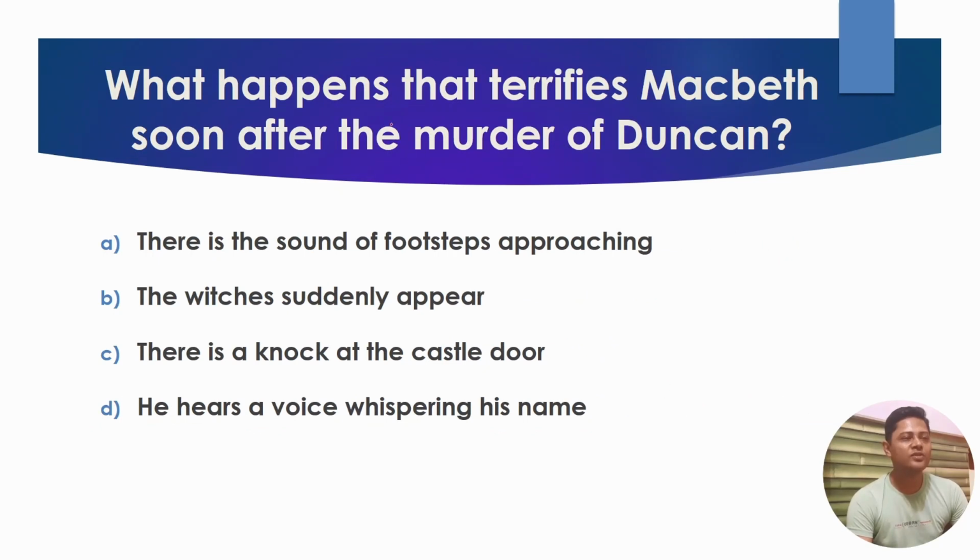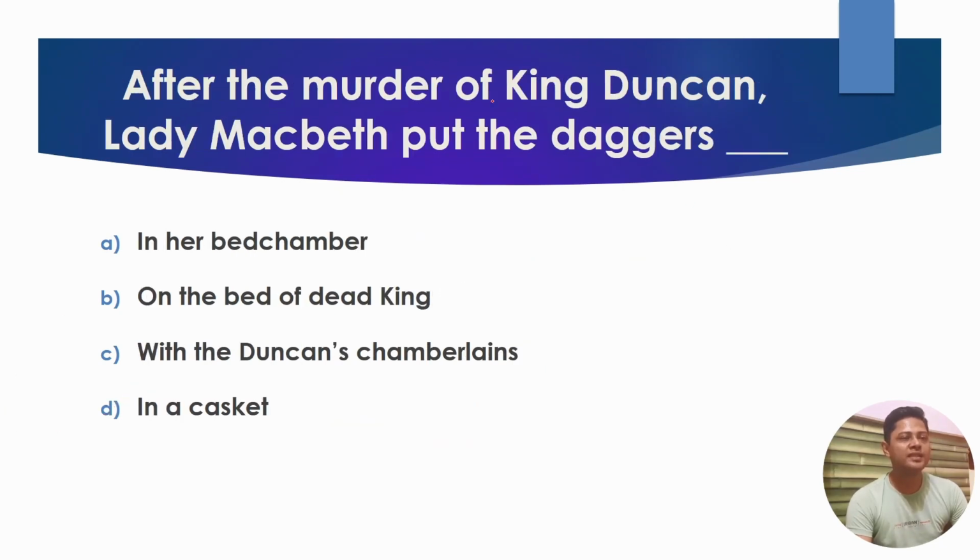The next question is, what happens that terrifies Macbeth soon after the murder of Duncan? So the correct answer is, he hears a voice whispering his name. So option D is the correct answer. The next question is, after the murder of King Duncan, Lady Macbeth puts the dagger with Duncan's chamberlains or bodyguards. So the correct answer is option C.